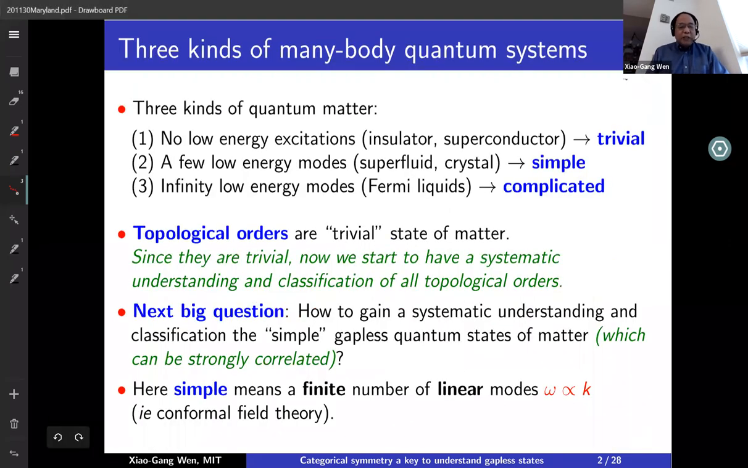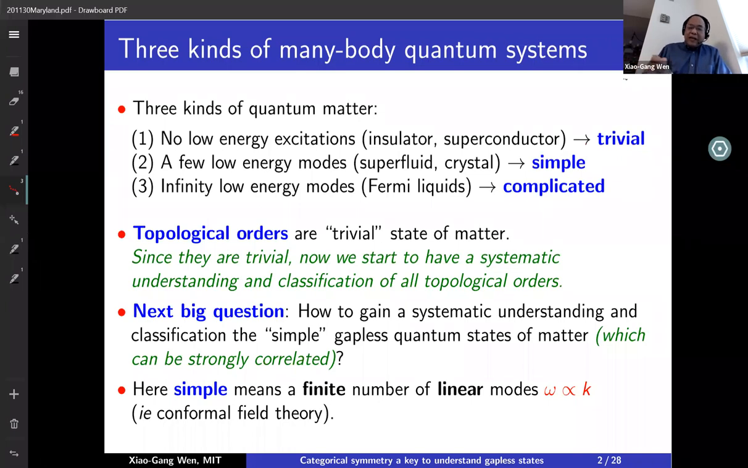There are three kinds of quantum matter. The first kind is trivial, which means you have an energy gap, so there's no low energy excitation, such as insulator, superconductor. Because at the low energy below the gap, there's nothing, therefore it is trivial.